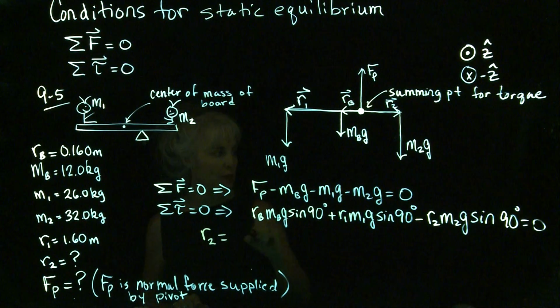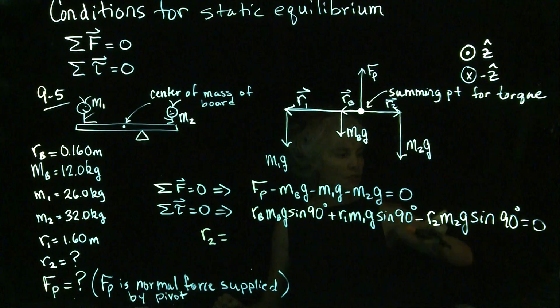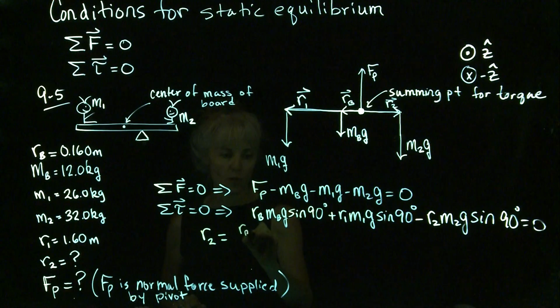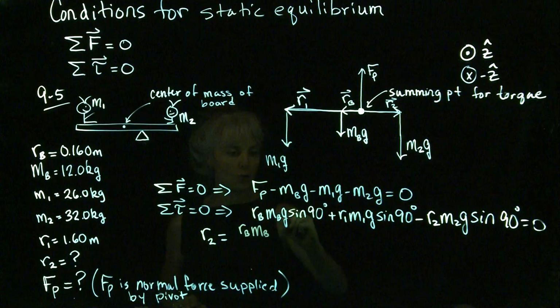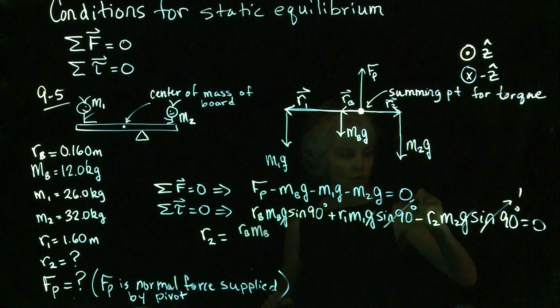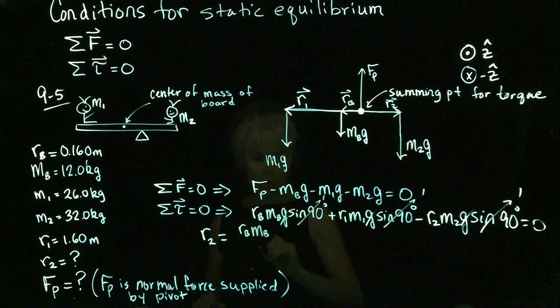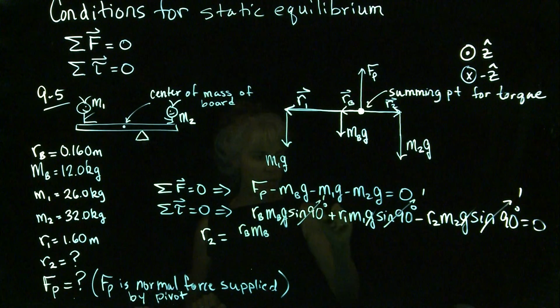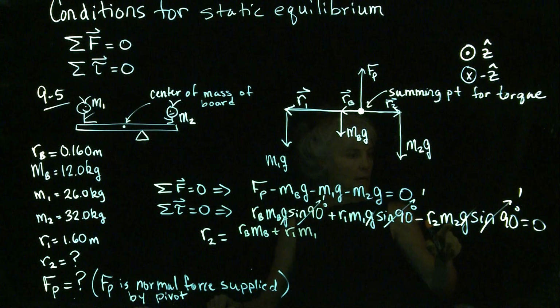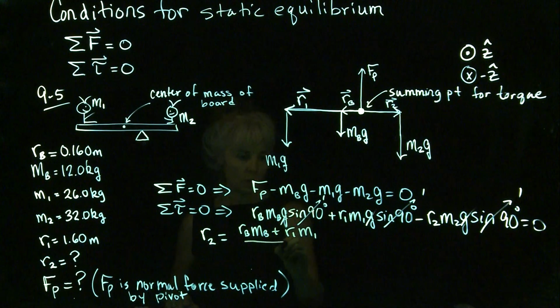So R2 is going to be equal to, when I move this to the other side, it's going to get a positive sign. I'm going to have these two left on one side of the equation. So this is going to be RB, MB. Now notice that these G's will all cancel. And of course, the sine 90s all go to 1. And so we're going to have RB, MB plus R1, M1. And then we're going to need to divide by the M2 to isolate the R2.